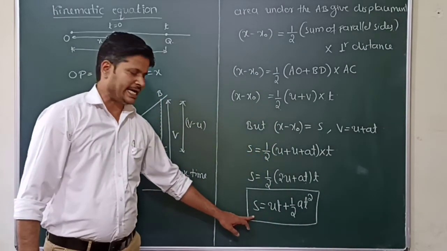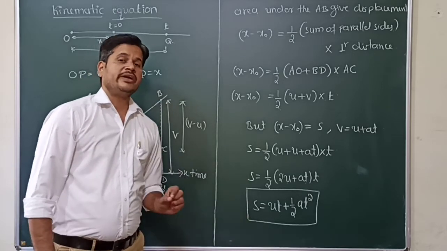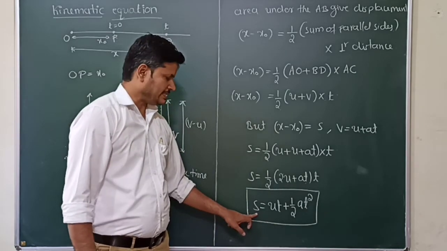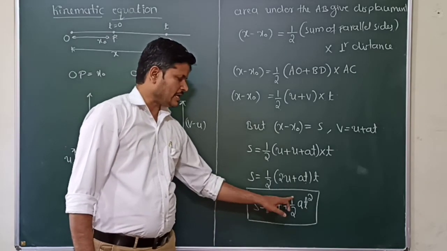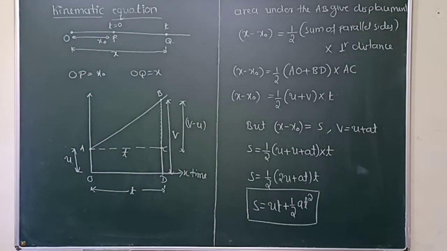This is the second equation to get the displacement of the particle moving with a constant acceleration. Use this equation, s equal to ut plus half at square. Note down or take a snapshot of this board.